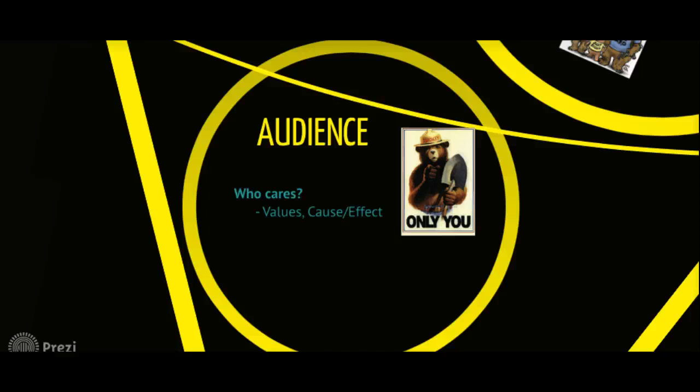It establishes common values. We all care about the environment. And it establishes also some cause and effect. We know what will happen if our individual choices lead to a disaster. And this is the kind of thing you need to do with your own audience. You need to consider who values this topic or this subject. Who's going to be affected by it? Who can cause something to happen?